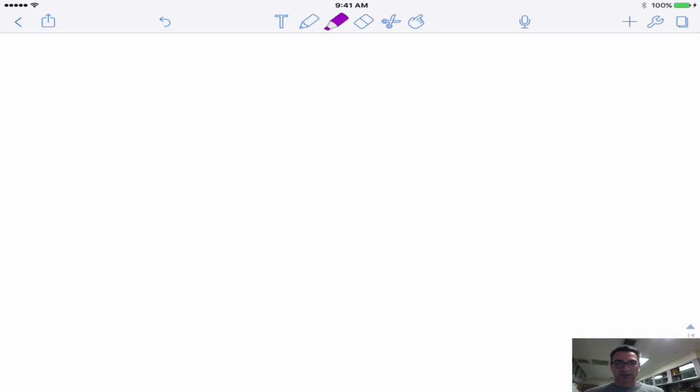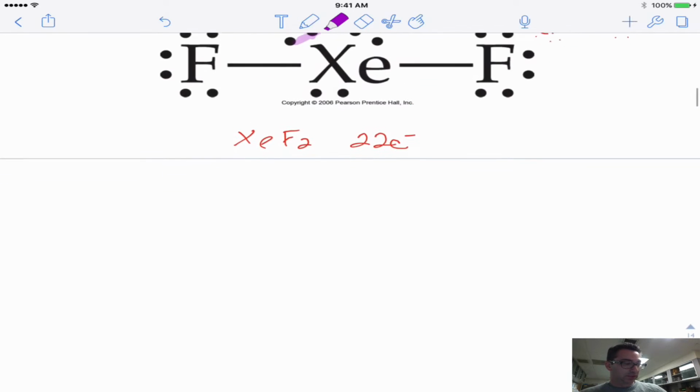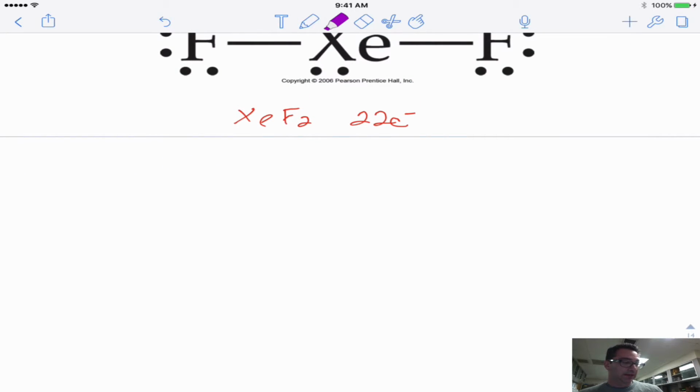So I want to talk to you a little bit now about what we did yesterday, which was looking at the Lewis structures, formal charges, resonance. And I just want to clean this up before we start talking about geometry. So first of all, what's important is step number one is you draw a Lewis structure.